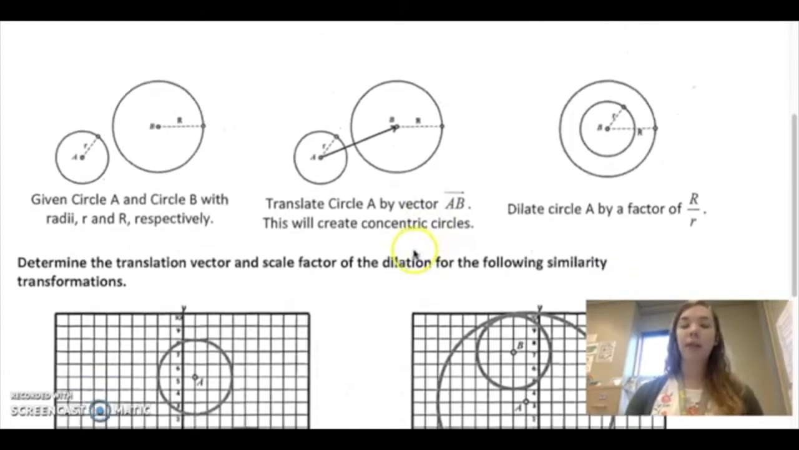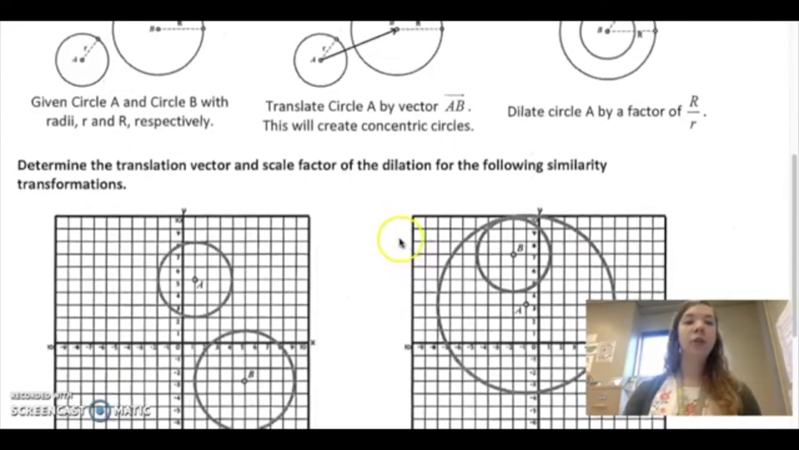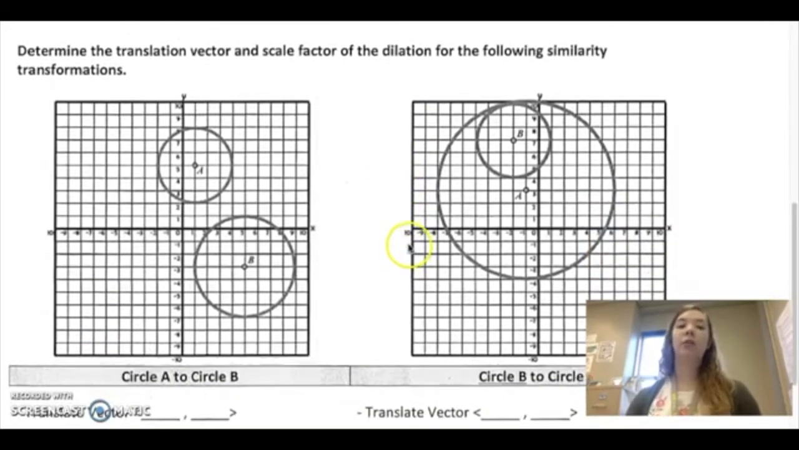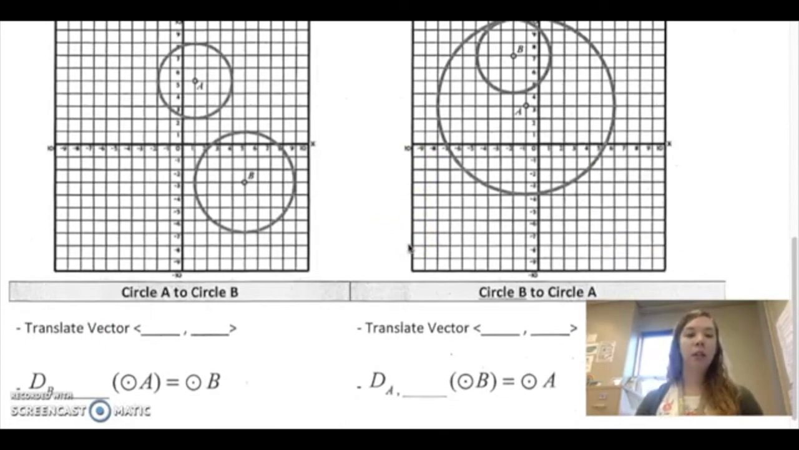So we're going to do a couple of examples. Right here it says determine the translation vector and scale factor of the dilation for the following similarity transformations. So what we're going to do, it wants us to map A onto B. Our final result is circle B.